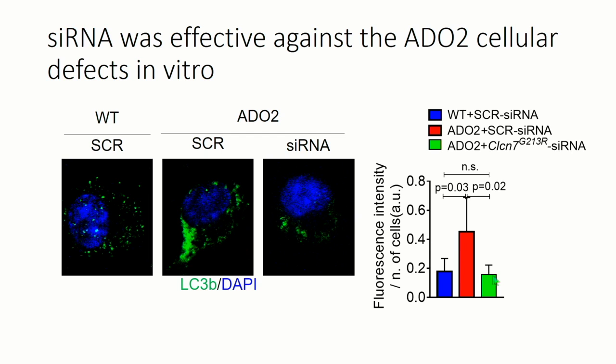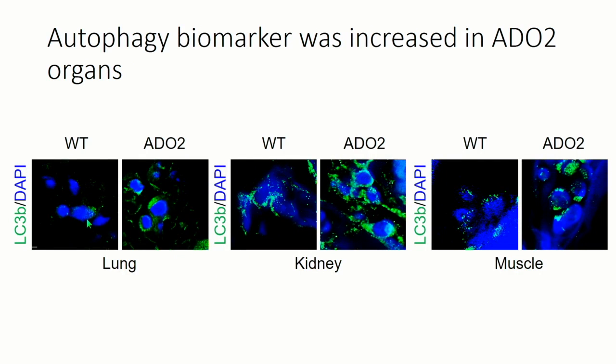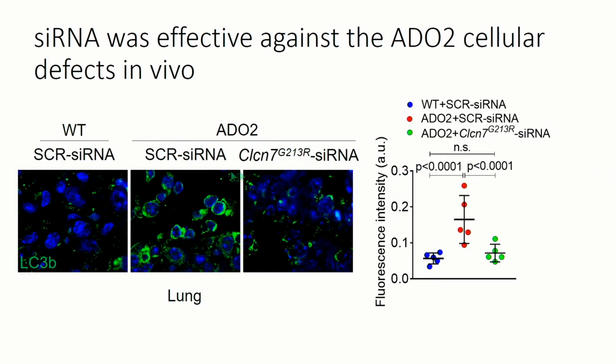In fact, you see here that there is a reduction of this autophagosome marker. We observed similar changes in vivo, in the lung. You see this marker is increased in the kidney and in the muscle. We also observed the other changes that I showed, but for a matter of time, I'm not showing all the results. And the treatment also is effective here in lung to reduce these cellular changes. So it is really effective at every level.